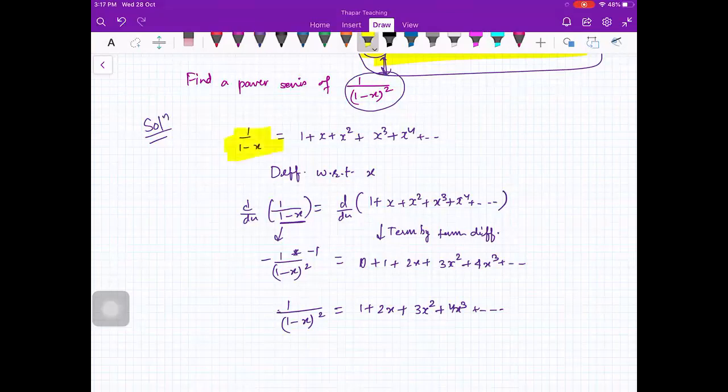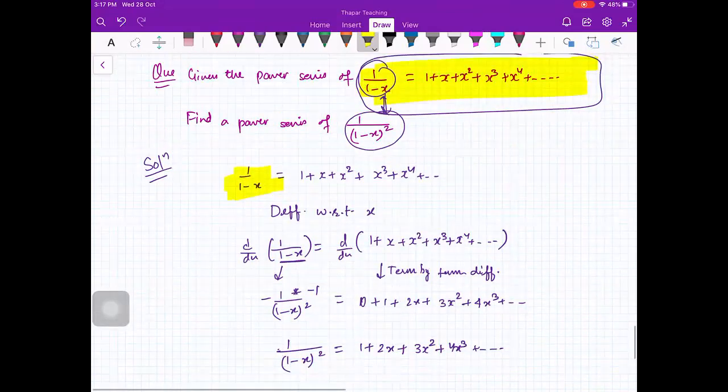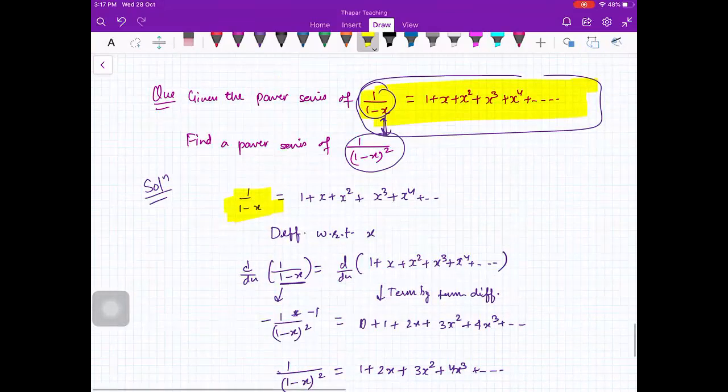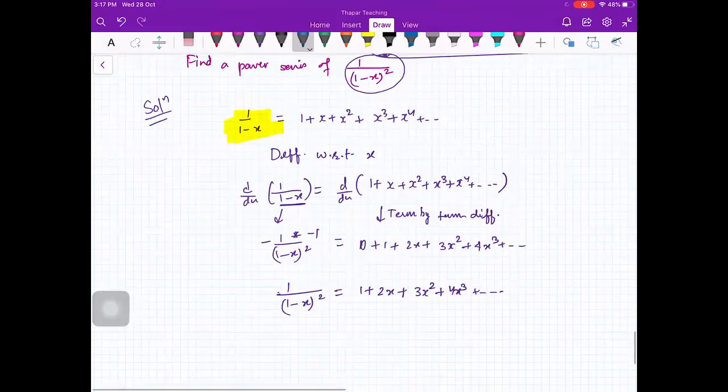Is that okay? Yes, ma'am. This is very simple. If you get a question for this, that will be very simple. Just you have to differentiate. And similarly, we have something called term by term integration.